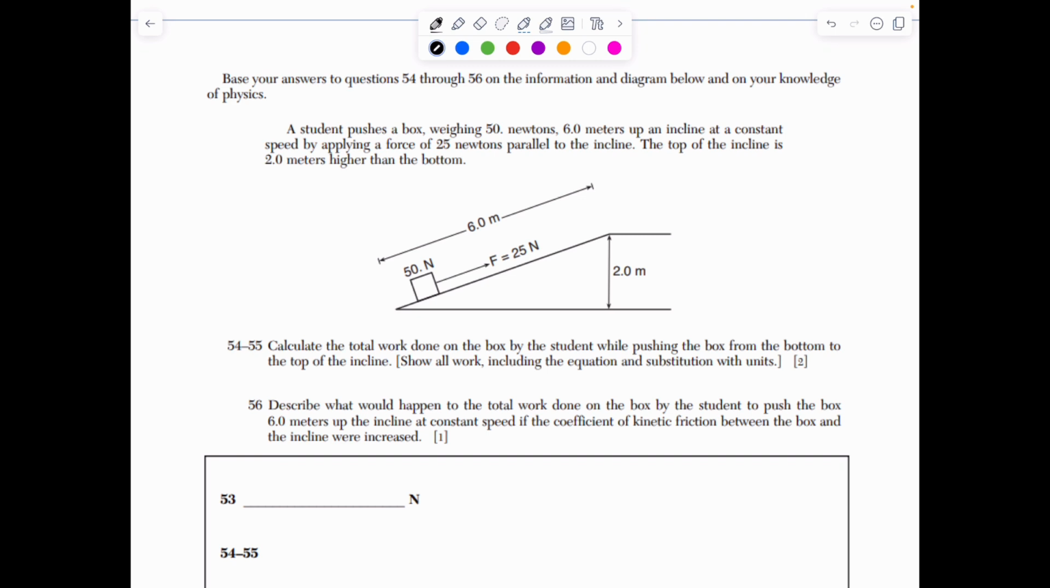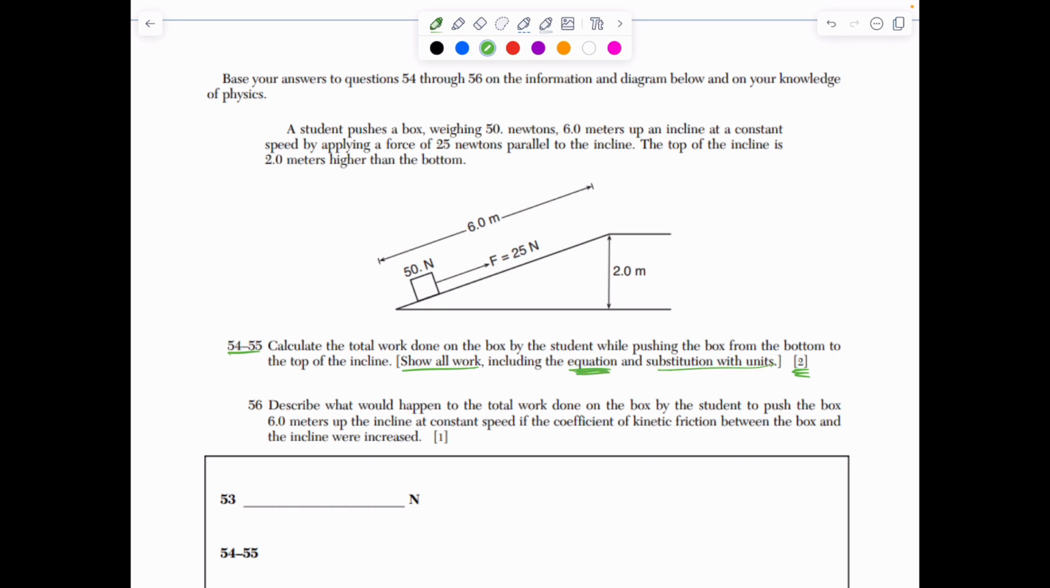So lots of information in there. After I read the question, I'm actually going to take a lot of that information, break it down, and put it into the diagram if it's not already there. So 54 and 55, it's one question. Remember those 54, 55, they're showing that because this is a 2-point question, which means you have to show all work, including an equation and substitution with units.